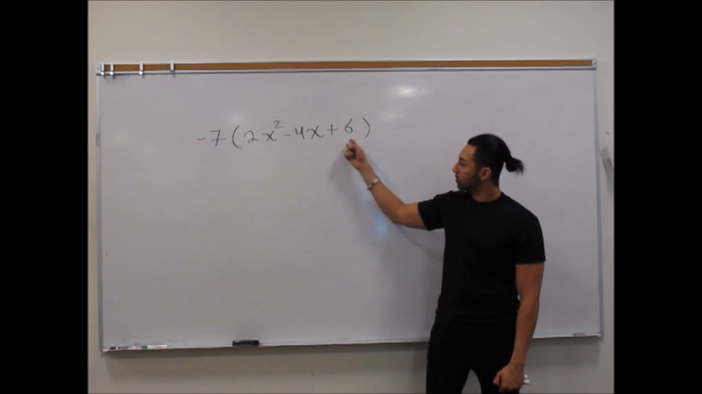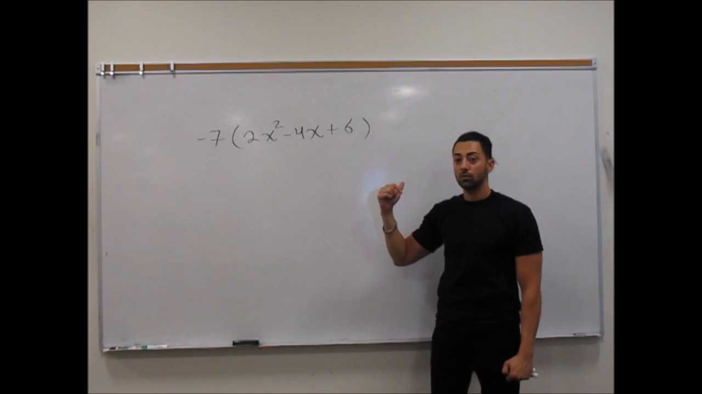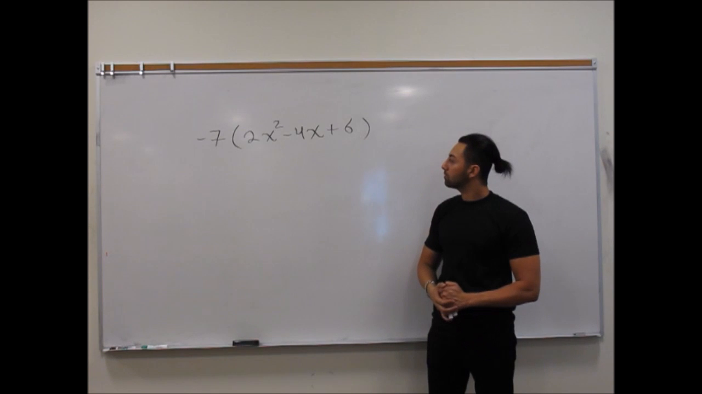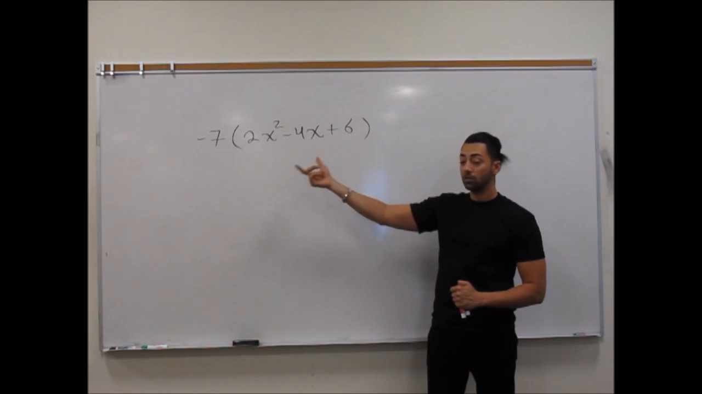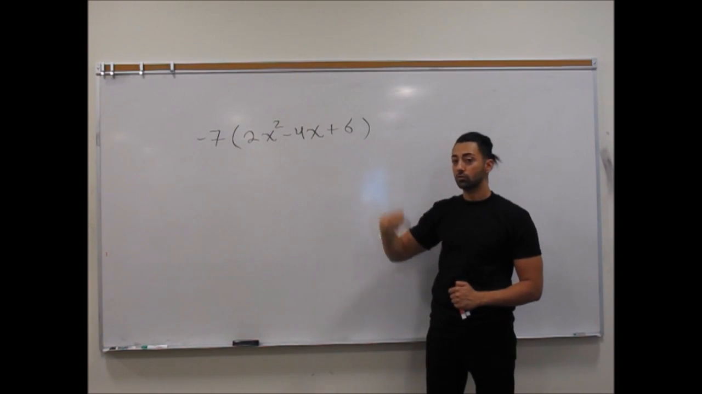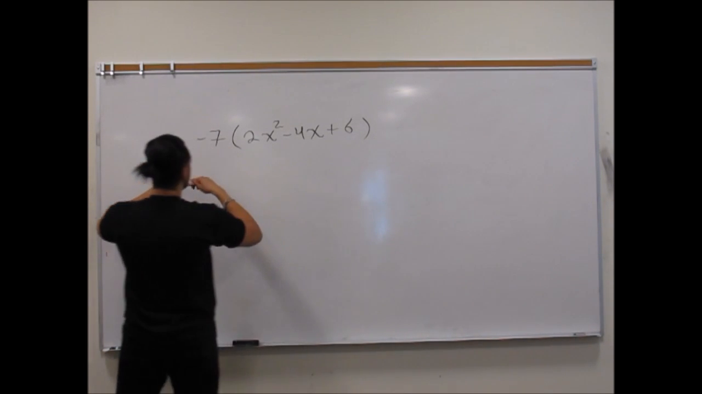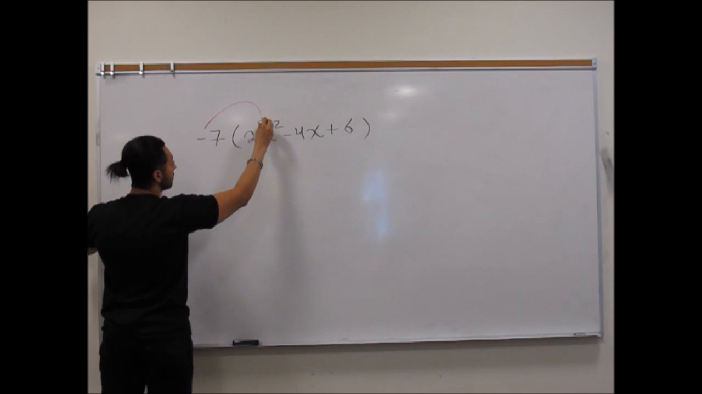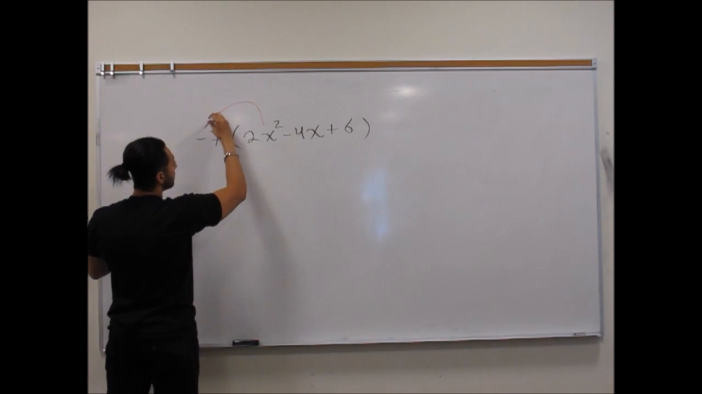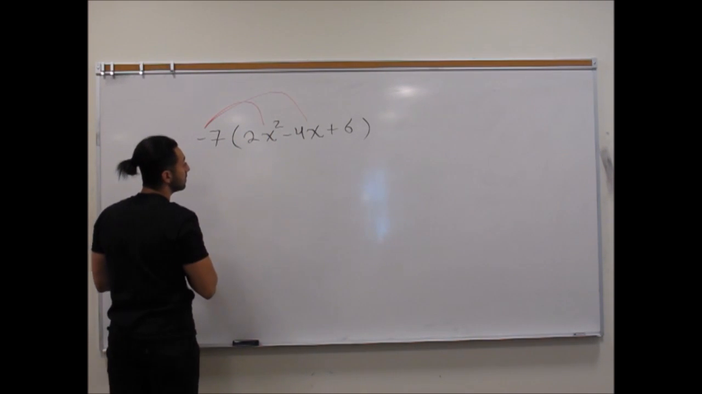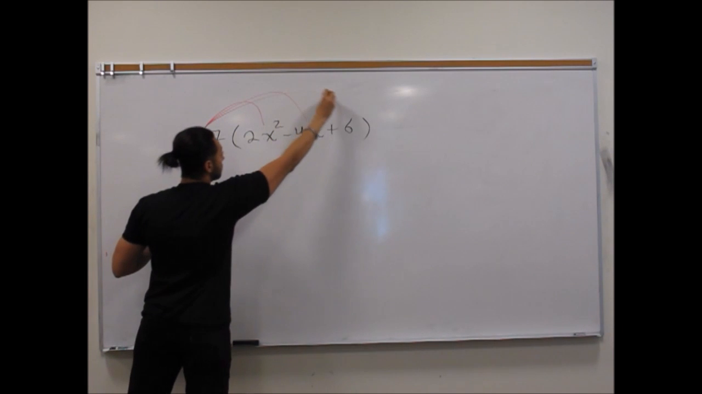Now notice inside the parentheses there's more than 2 terms. So it's really not different than the other cases. We're just going to distribute the negative 7 into every single term we see inside the parentheses. So this negative 7, I'm going to distribute it into this 2x squared. Then I'm going to distribute it into this negative 4x. And then I'm going to distribute it into the 6.